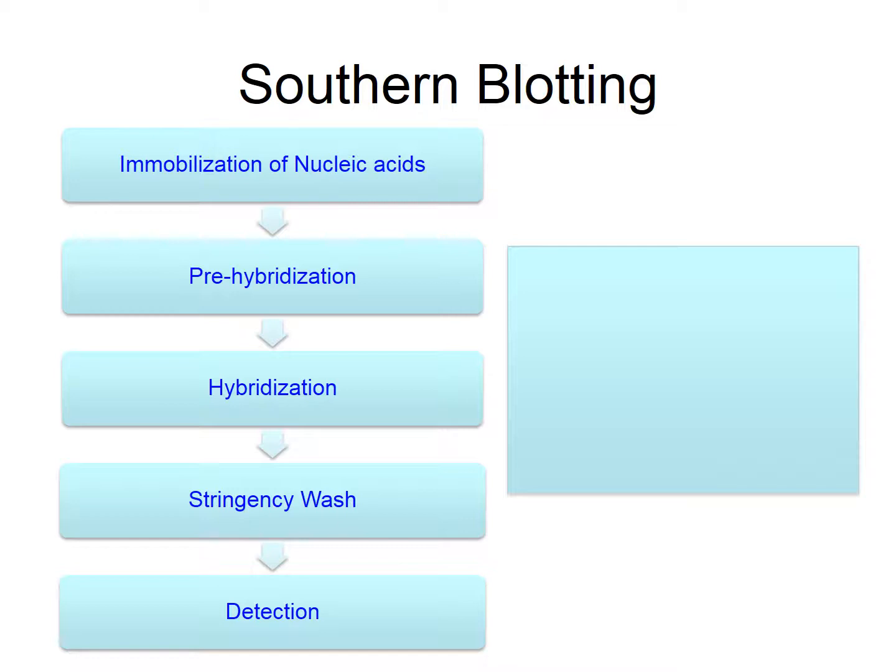So this is a process of immobilizing nucleic acid technique. Once this immobilization is done, then we hybridize it with probes. Again, as we've spoken about probes in the previous slides, these are genetically labeled probes. You use these probes to bind to this particular fragments.